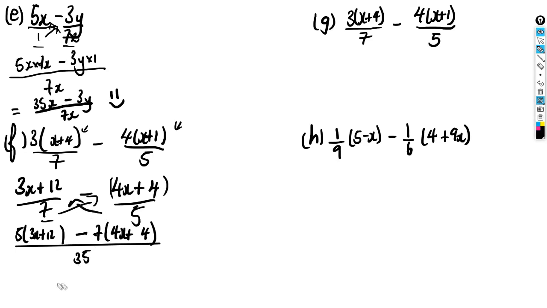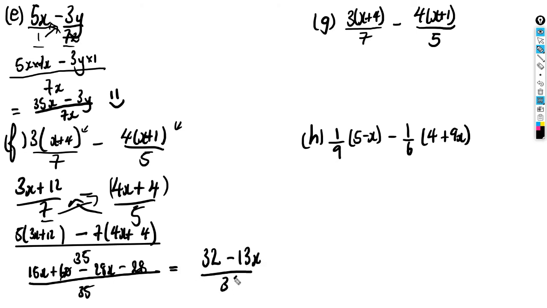And then now we can just work it out. We're going to end up getting 15x plus 60 minus 28x minus 28, right? Cool. So this is all over 35. So we're going to end up getting 32, right? 28 minus 60 gives us this 32. And 15x minus 28x gives us negative 13x all over 35. And that's the answer, guys. We're finished here.